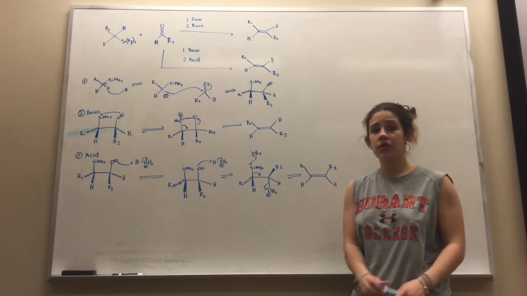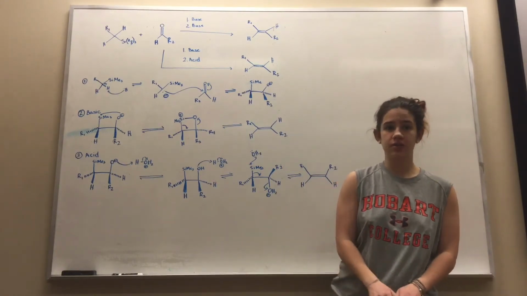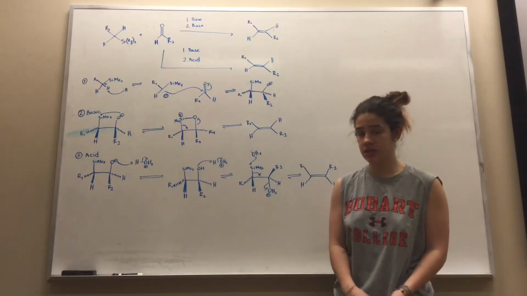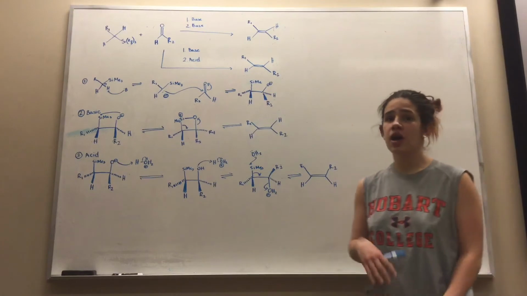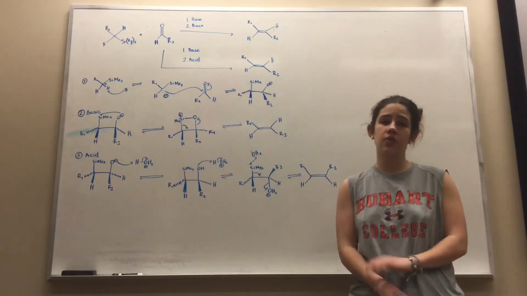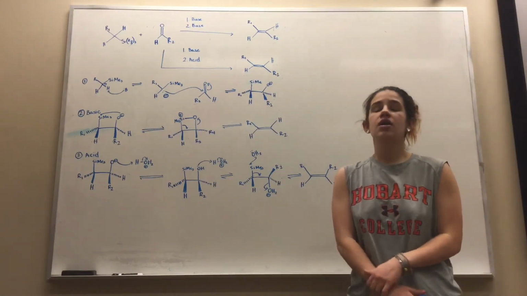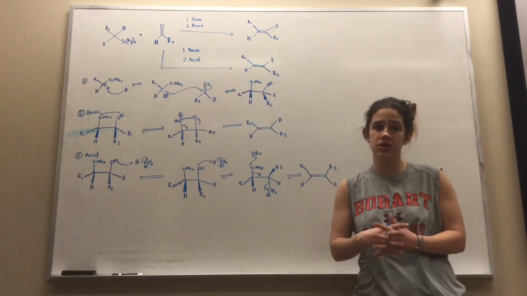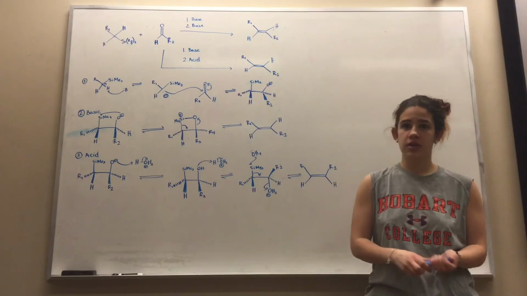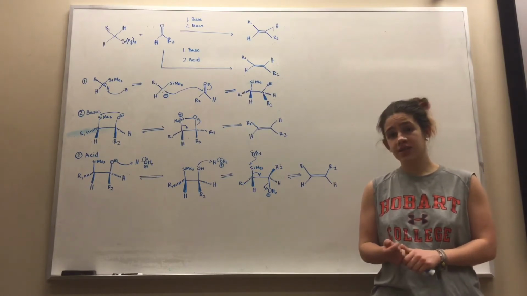So first, in either case, they're treated with basic conditions. And then secondly, if you want trans, you would have it under basic conditions, and if you want cis, you have it under acidic conditions. So first we're going to go over the first step, which is the conditions for both the cis and trans selectivity.